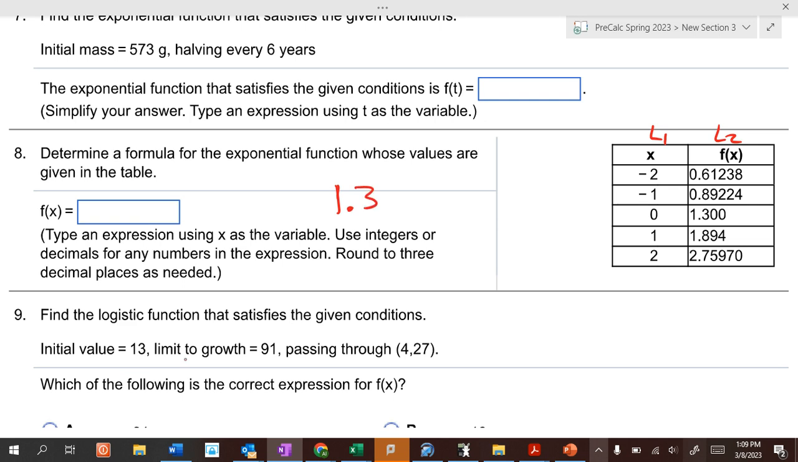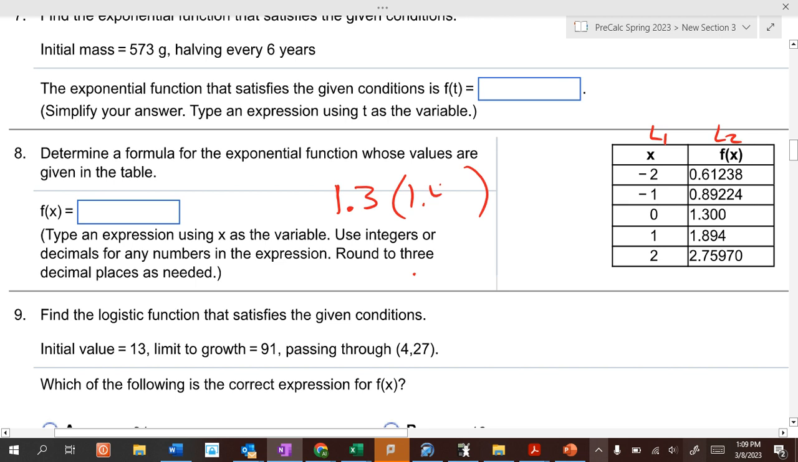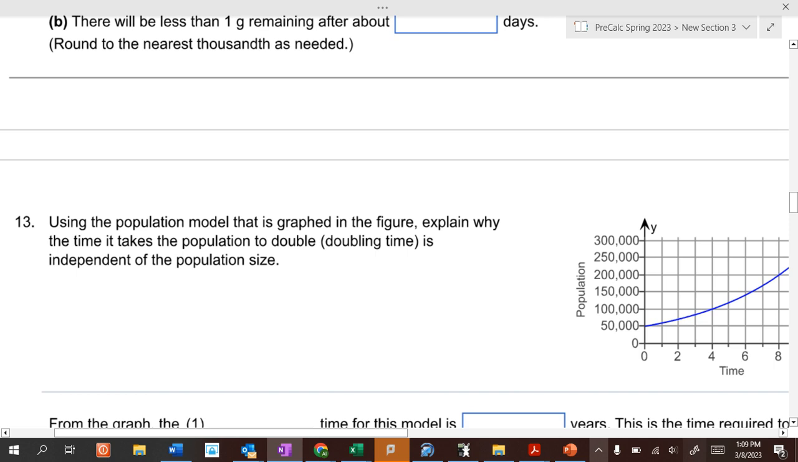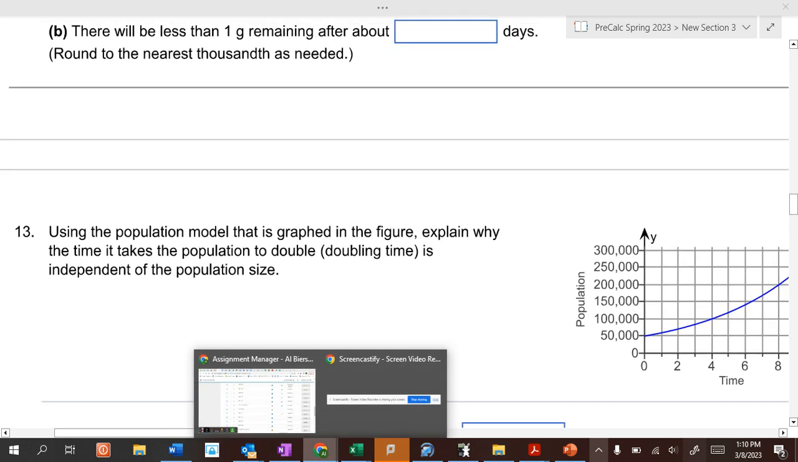1.2999 is 1.3 times 1.457 to the x power. Okay, so that's using your graphing calculator to figure them out. Okay, so you have some problems here. I will put them out for you.